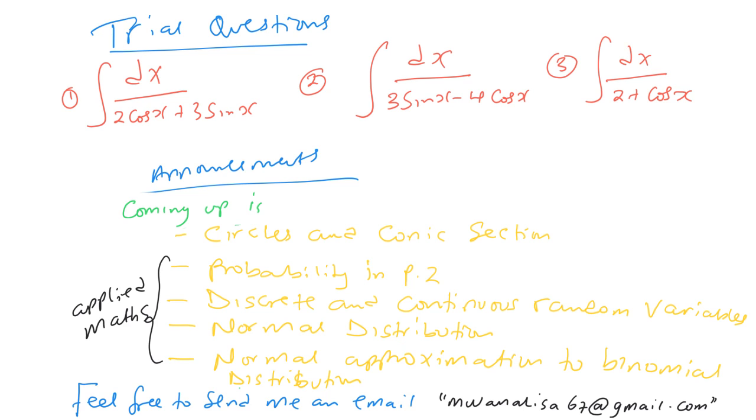Ladies and gentlemen, we have had 13 lessons in integral calculus. We shall be talking about the applications of integration, areas under curves, volumes of revolution, solids of revolution. That will come later on. But coming up, we're going to talk about circles, locus, then conic sections. And I'm also going to start talking about paper 2. I'll begin with probability, then discrete and continuous random variables, normal distribution, normal approximation to the binomial distribution. You know, a binomial distribution is a special type of discrete random variable. So that's coming up.